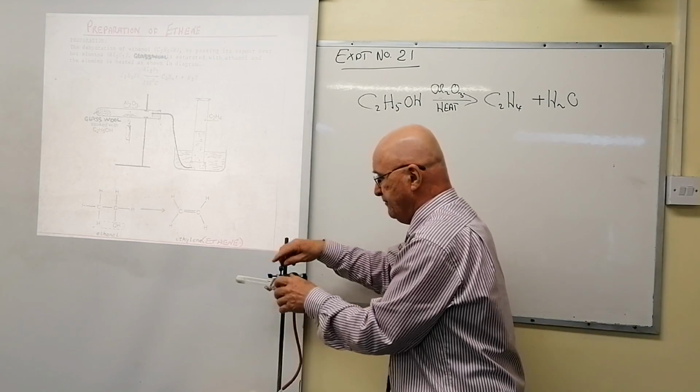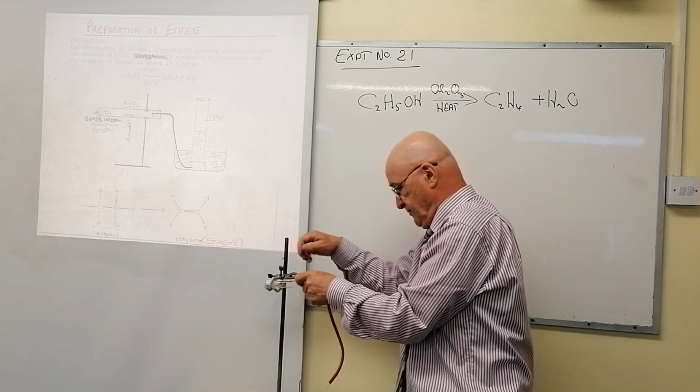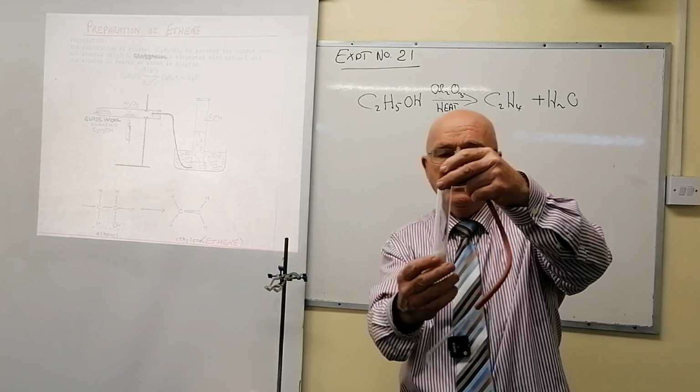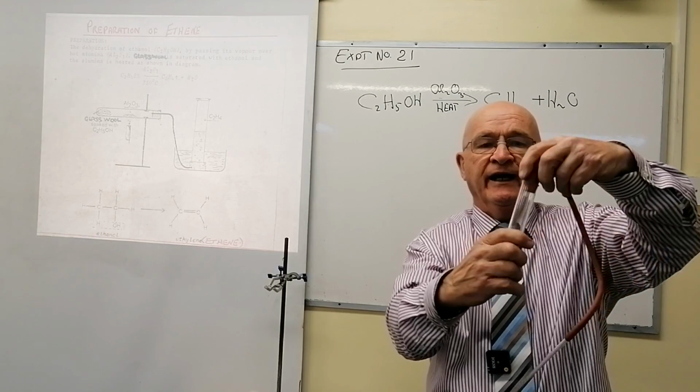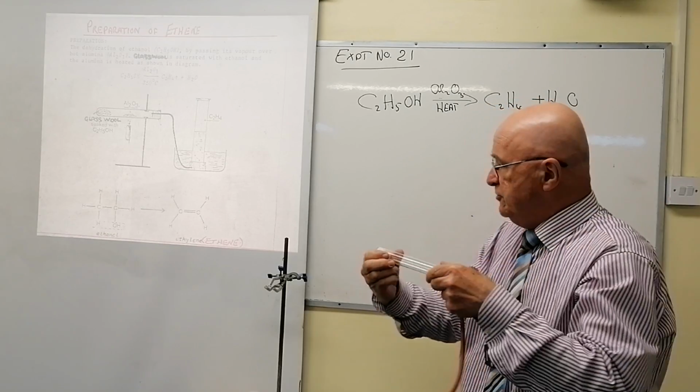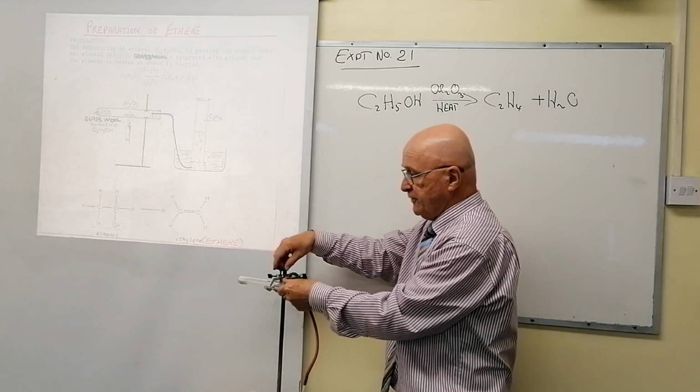Now, I have one set up here already. Let me just show you. I have it shown like that for you. And there's your glass wool. The alcohol will be soaked in that, and you basically have a lead tube like that. And you mount it on a retort stand, just like I'm doing here now.